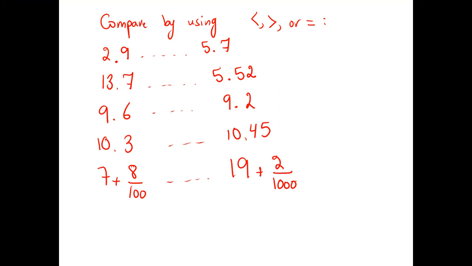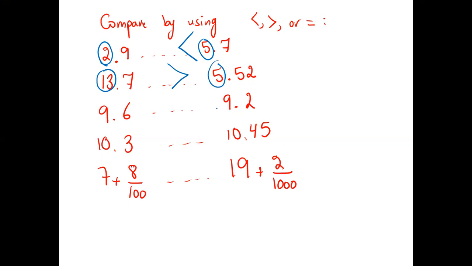How do we compare them? First step, we look at the whole part in both sides. What is the whole part here in 2.9? It's 2, and here it's 5. Both whole parts are different, so no need to look at the decimal part. We just compare the whole parts, 2 and 5. Which one is bigger? 5 is bigger than 2. So 5.7 is bigger than 2.9. The second one, the whole part here is 13 and here it's 5. Which one is bigger? 13. So 13.7 is bigger than 5.52.